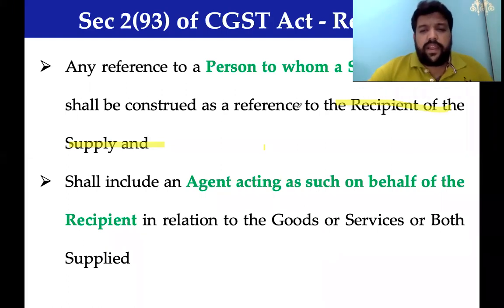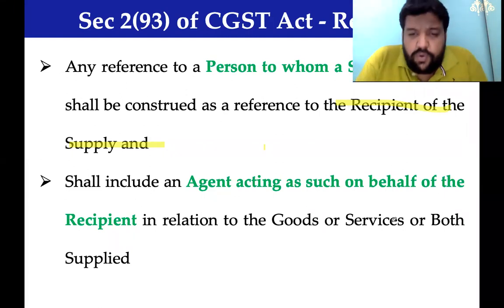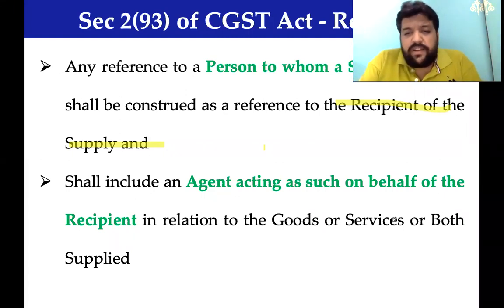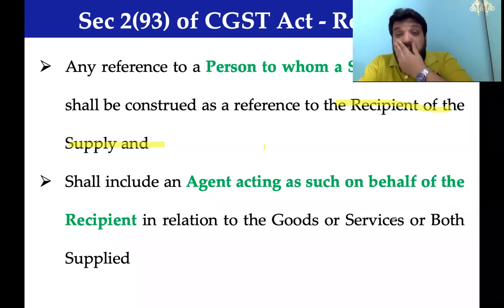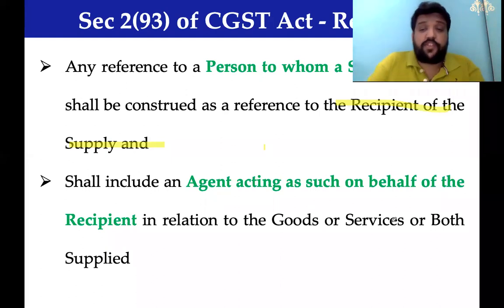R Limited engaged Q Limited to supply goods on its behalf to P Limited, and P Limited received the goods and paid consideration. Who is going to be your supplier? Who is going to be your recipient? Be very clear. R Limited engaged Q Limited to supply goods on its behalf to P Limited, and P Limited received the goods from Q Limited. In this background, you have to decide.